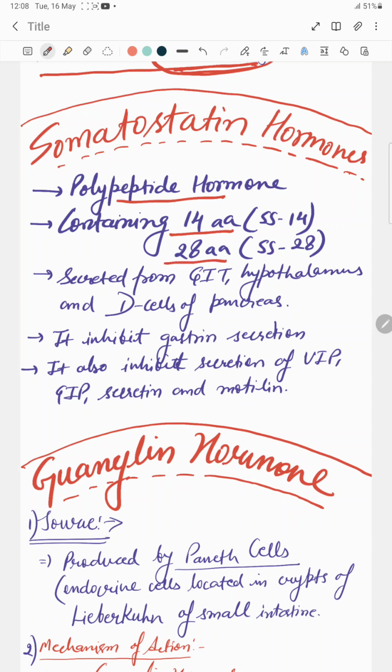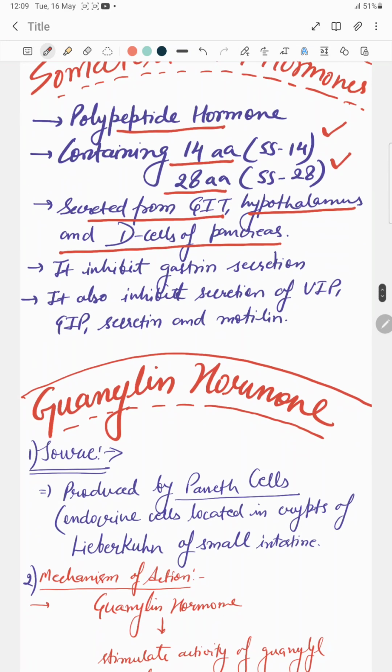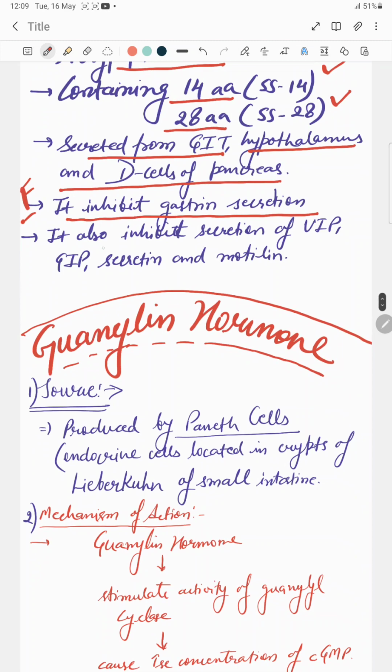The next hormone is somatostatin, a polypeptide type of hormone which contains 14 amino acids and 28 amino acids. The series which contains 14 amino acids is known as SS14, and the one that contains 28 amino acids is known as SS28. It is secreted from the GIT, hypothalamus and D cells of the pancreas. The main function of somatostatin is to inhibit gastrin secretion. It also inhibits the secretion of vasoactive intestinal peptide, gastric inhibitory peptide, secretin and motilin.